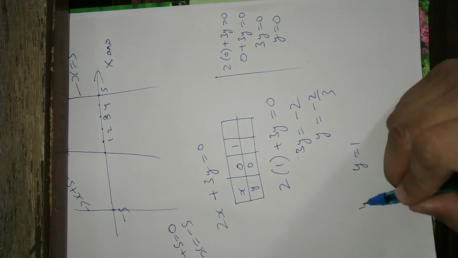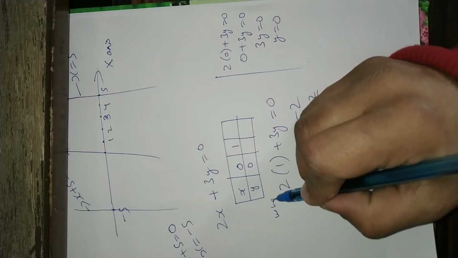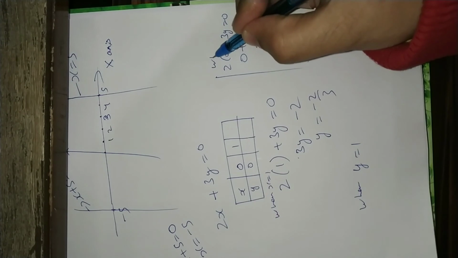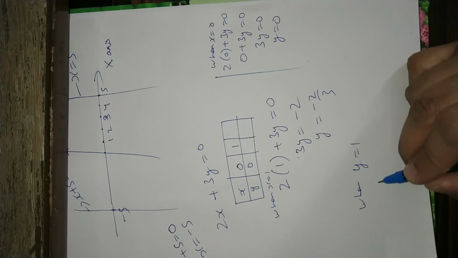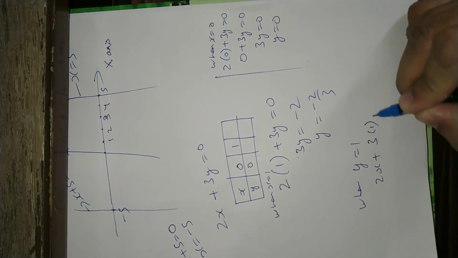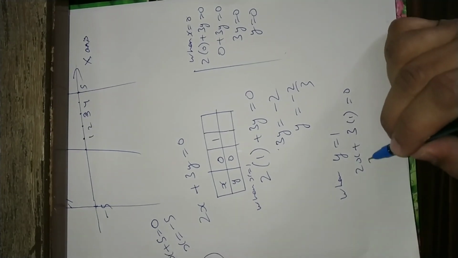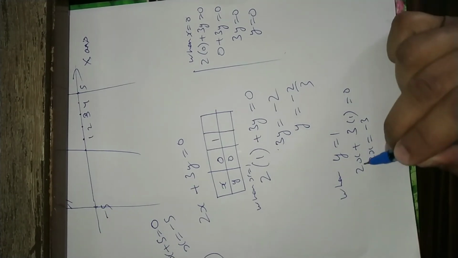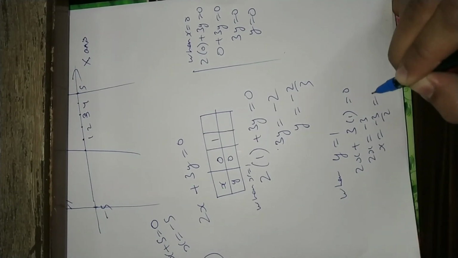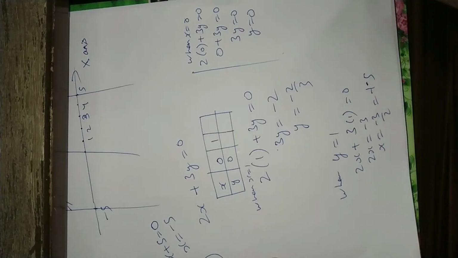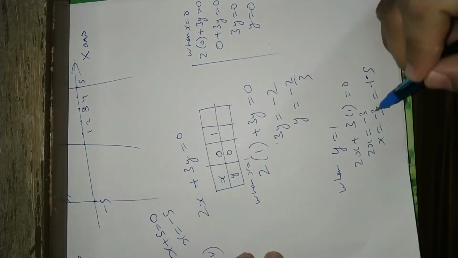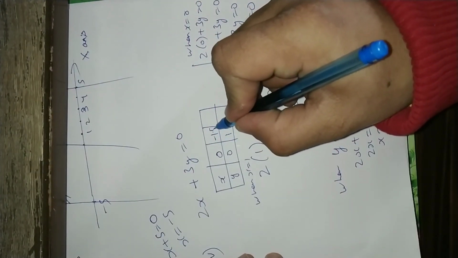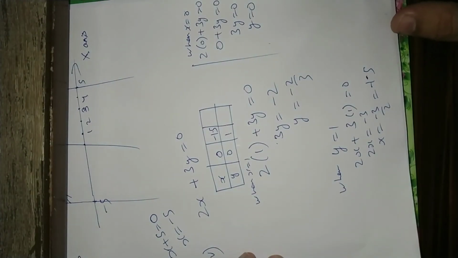When y is equal to 1, 2x plus 3 into 1 is equal to 0. So 2x is equal to minus 3, x is equal to minus 3 by 2, that is minus 1.5. We can consider this point. So when y is 1, x is minus 1.5. Now we need one more point.